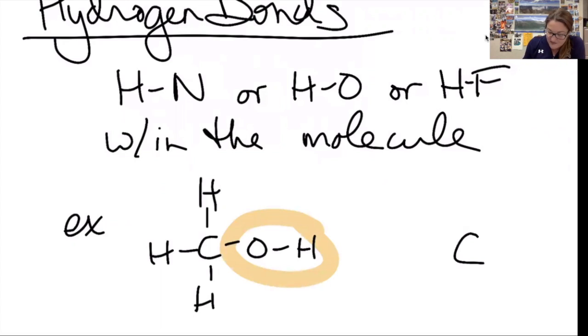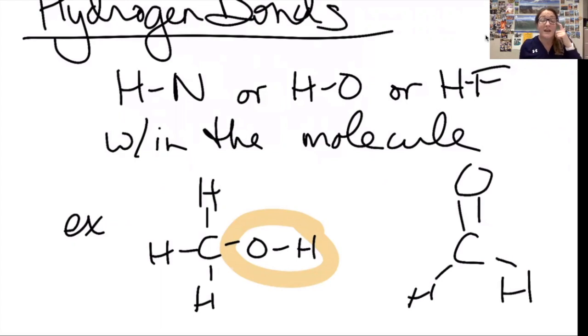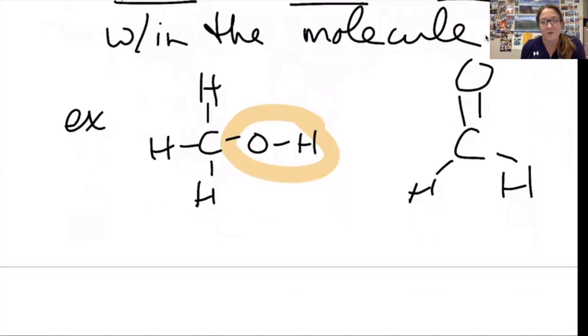However, if I were to ask you about this one, it would not hydrogen bond with another because though it has O and H, they're not directly connected to each other. So the ones I'm looking for are HN, HO, and HF somewhere within the molecule. These also are pretty much always in polar molecules.